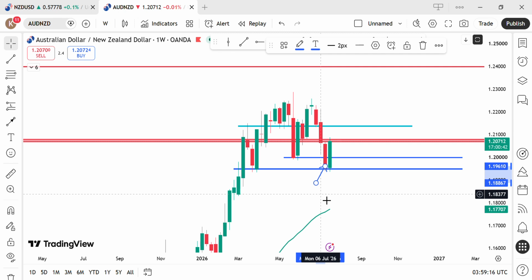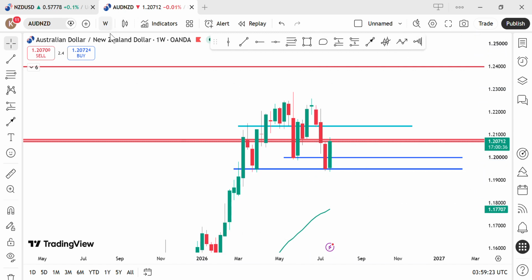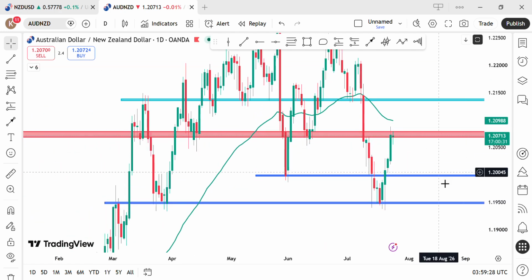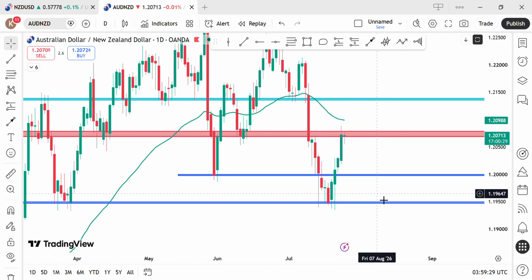There was no wicks, no shrinking candle. There was no price action. So we dropped to the daily time frame to see inside what is happening at this key level. So when we drop to the daily time frame, that's what we see.